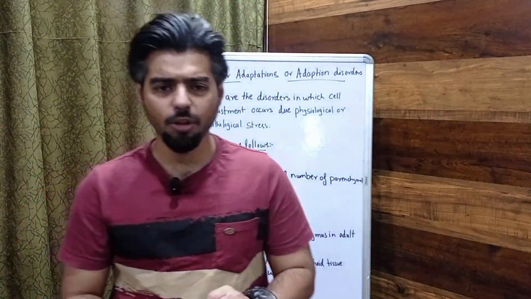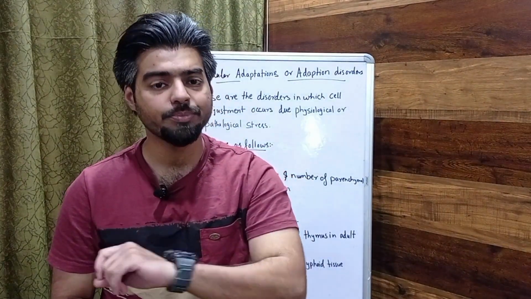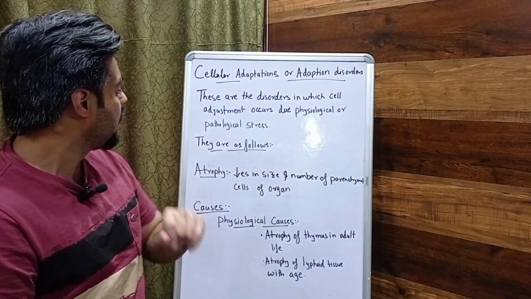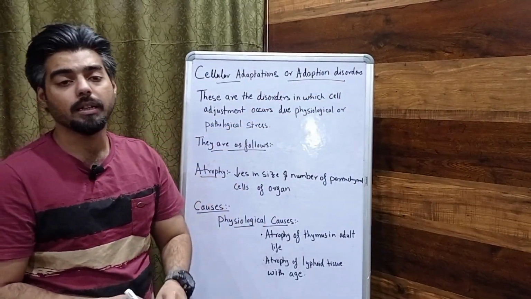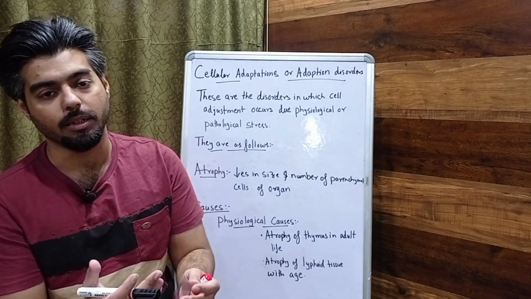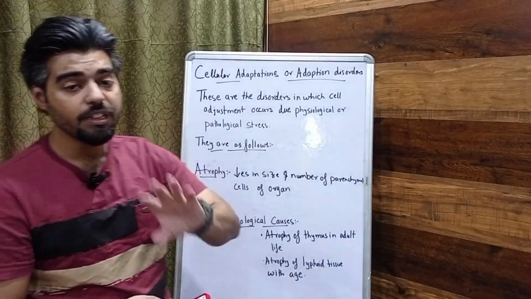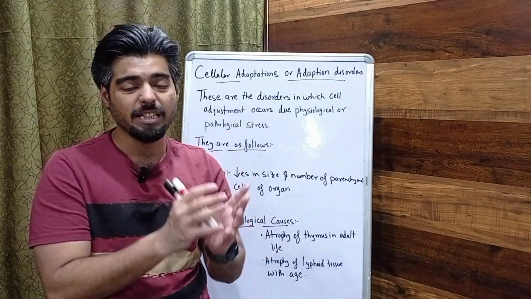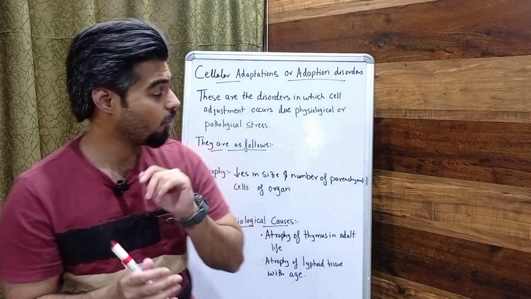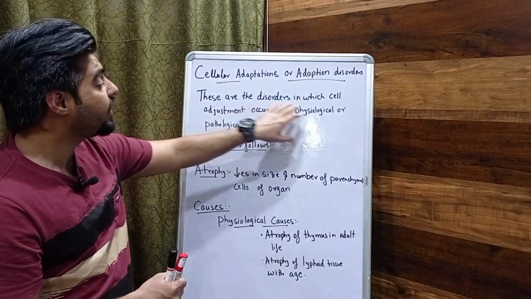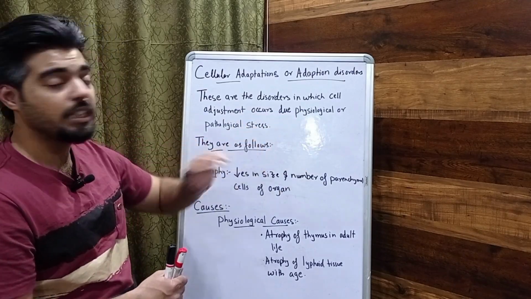Today we are here to discuss the topic of cellular adaptations, or adaptive disorders of cells. Definitely. Now, let's see what the cellular adaptations are. What does it really mean and how many types are there? Basically, these are the disorders in which the cell makes an adjustment once it comes under some pathological or physiological stress. It is a disorder in which the cell adjustment occurs due to a physiological or a pathological stress.